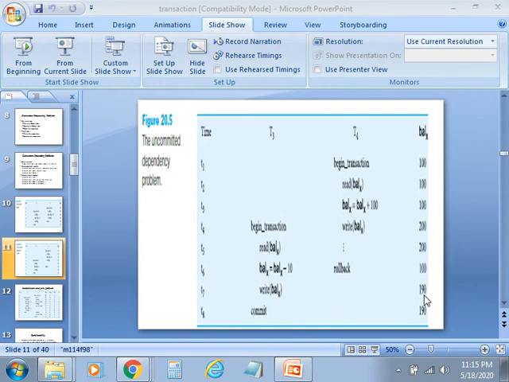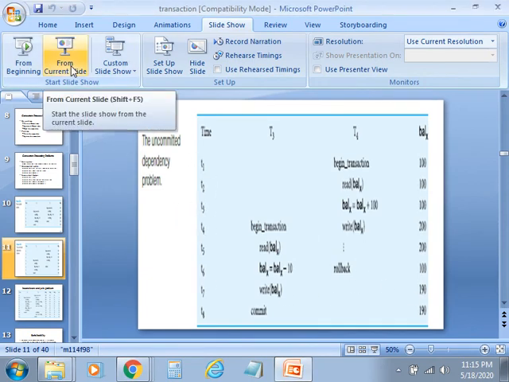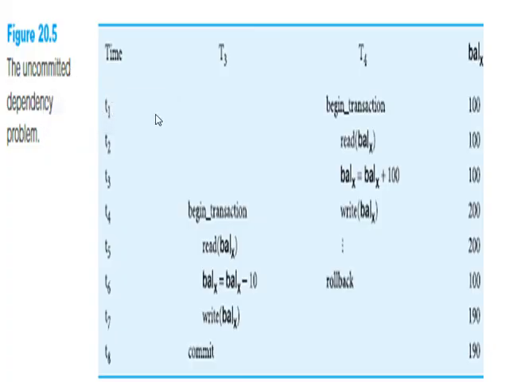So the value of X balance read by T3 is called dirty data, or the dirty read problem.